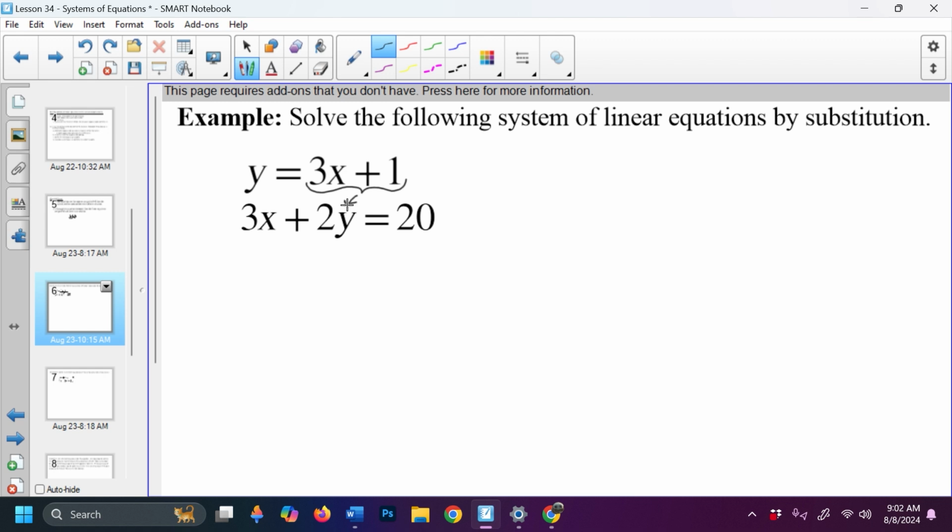So if I plug this expression in for y, I will have this 3x here plus 2 times. Now I am taking this y and I'm replacing it with this entire expression. So I have 3x plus 2 times (x plus 1). That'll still be equal to 20. Now I'm going to distribute.